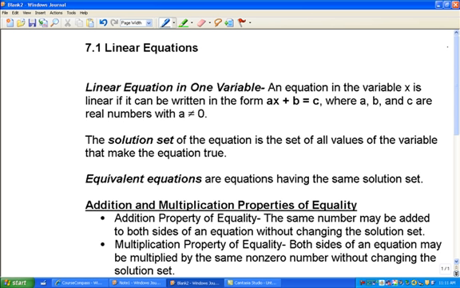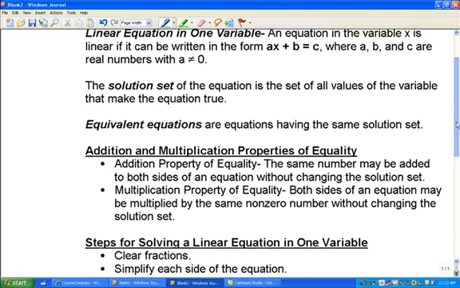A linear equation in one variable is an equation in the variable x, and it's linear if it can be written in the form ax plus b is equal to c, where a, b, and c are real numbers with a not equal to 0. The solution set of an equation is the set of all values of the variable that make the equation true. Equivalent equations are equations that have the same solution set.